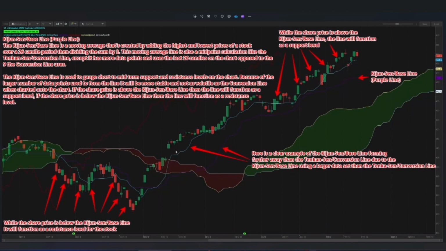So the Kijun baseline up here, all of these shares here, all the candlesticks from this time period, are above this purple baseline. So this baseline is acting as significant support throughout that whole time frame.